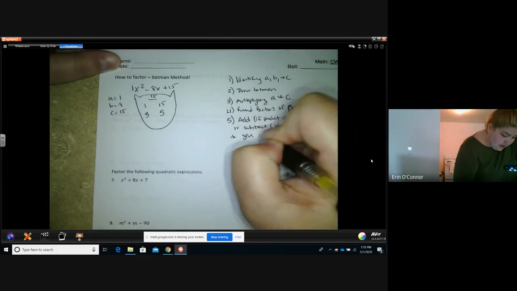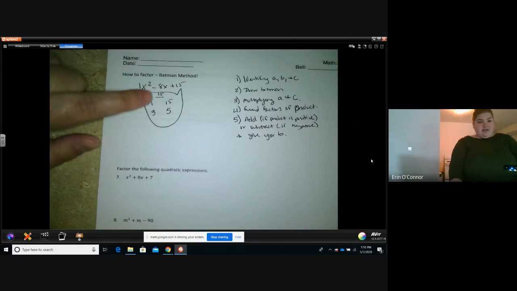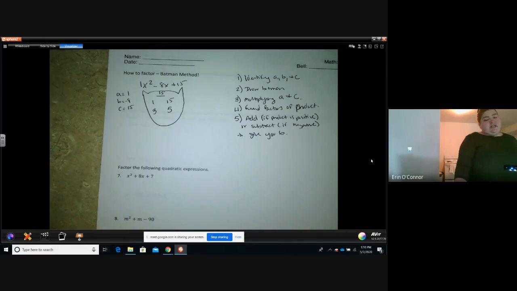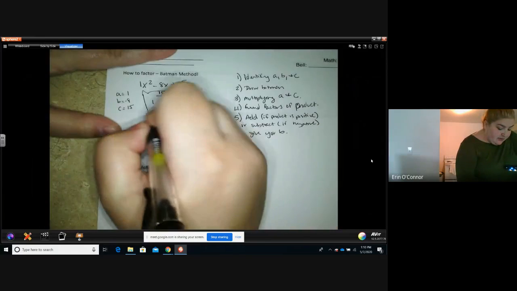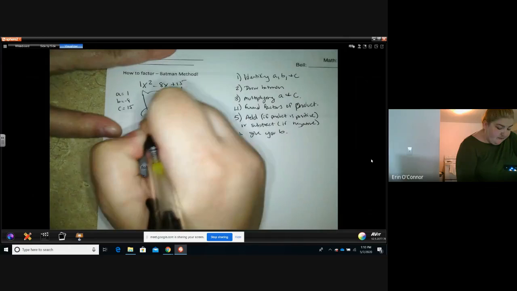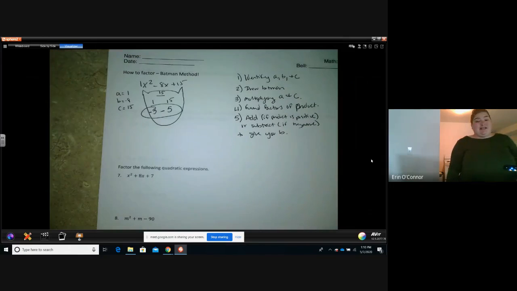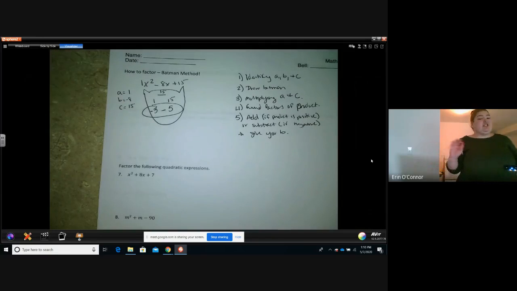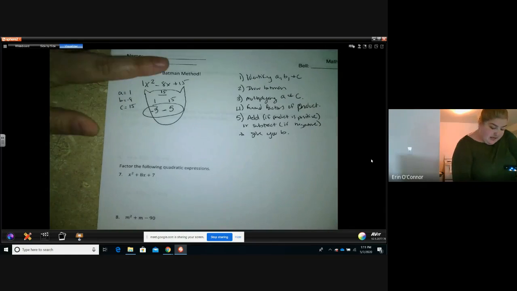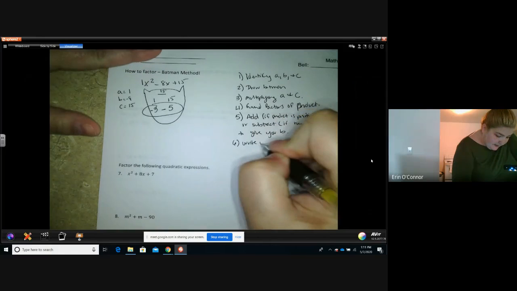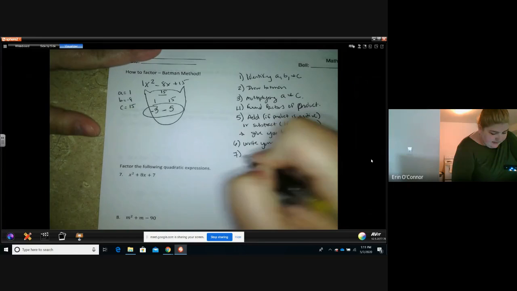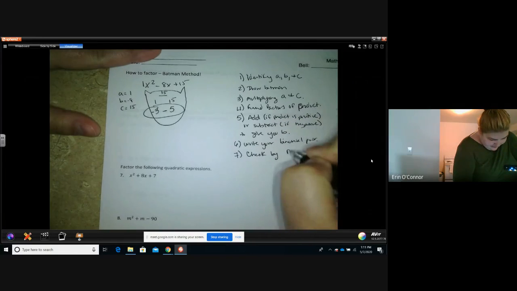to give you B. So this product right here is a positive 15. So these are going to add up to give me a negative 8. Which of these will add up to give me a negative 8? Well, it's 3 and 5, and to get negative 8, they both need to be negative. So when it's adding, they're both the same sign. When it's subtracting, they're different signs. Then you write your binomial pair. And lastly, you can check by FOIL/table. It's up to you.